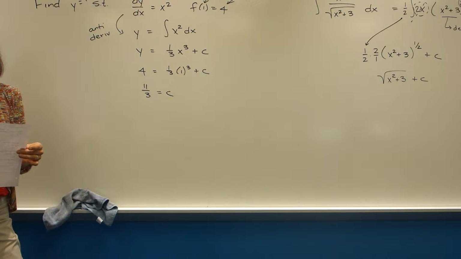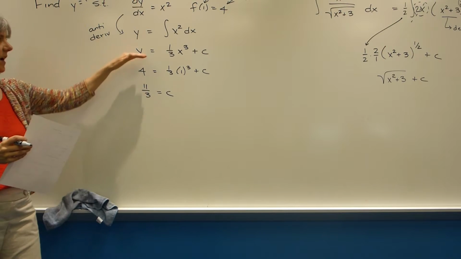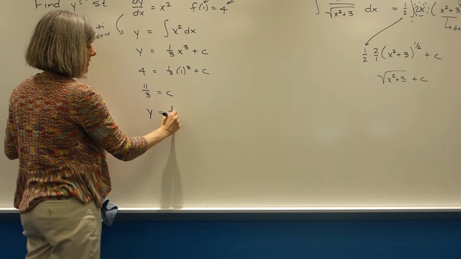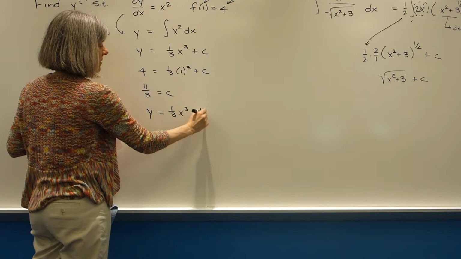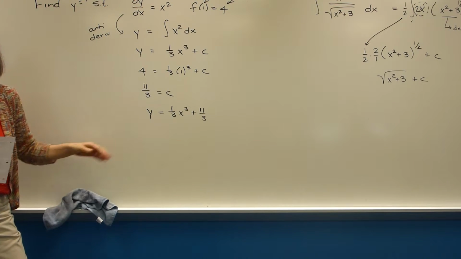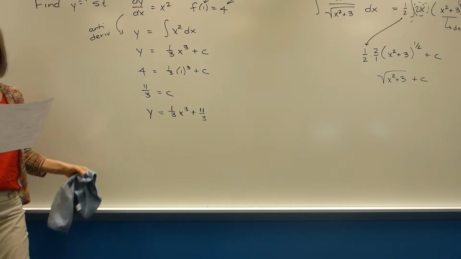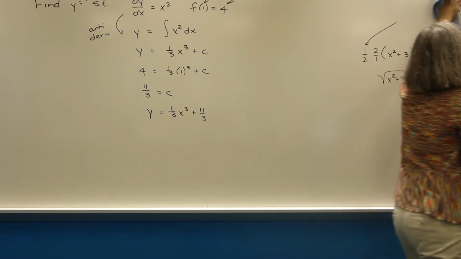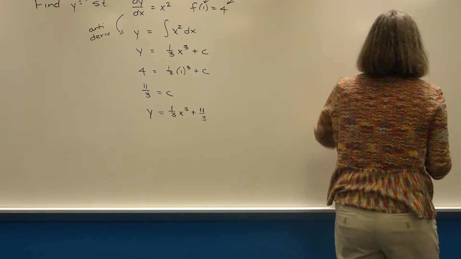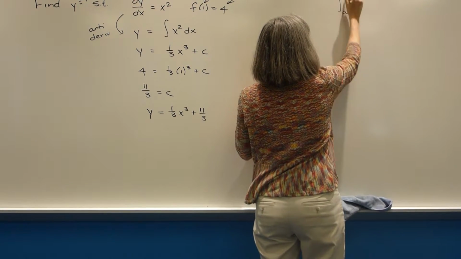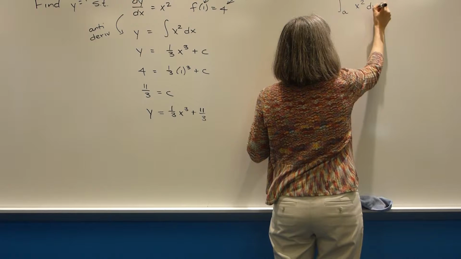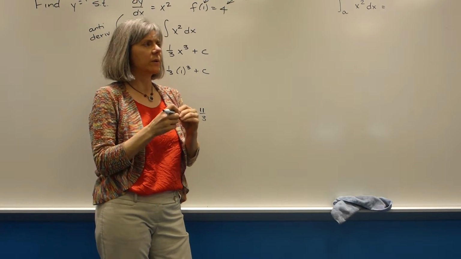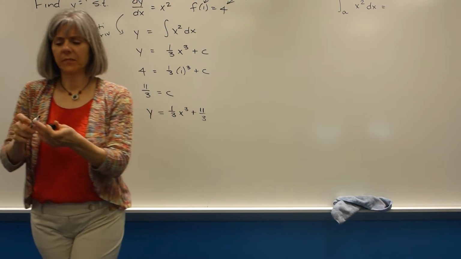Are we done? No, because I've got y and I've got c, but I haven't put them together. So the final answer is when you're done. 1/3 x cubed plus 11/3. So just remember to write your final answer. All right, what about this one? Go ahead and try that one. I know it's got a's and b's, but that's okay.